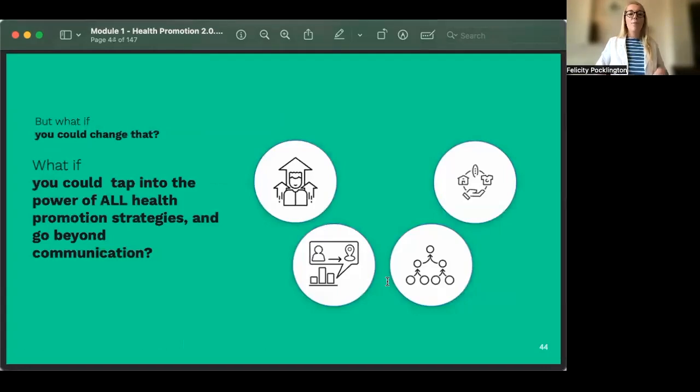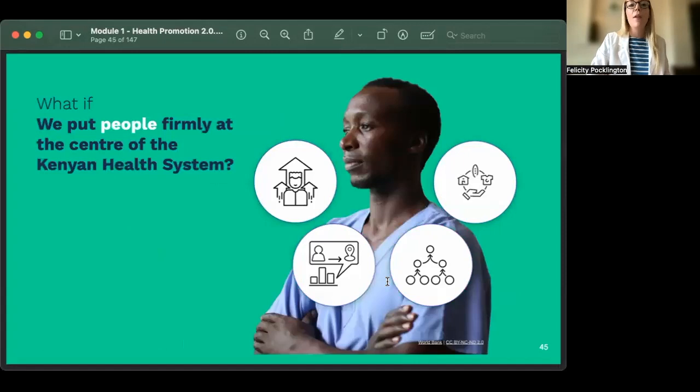So what can we do? What if we could change this? What if we could, together as a group in this call for change, really think about how we tap into the available resources, strategies, tools, approaches that are available at our fingertips to change behavior, to go beyond communication? What if we were able to put people firmly at the center of the health system at your county level? And that is what we're going to be trying to do over the next few courses.